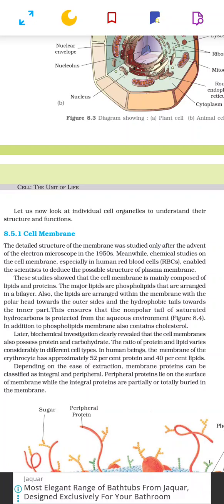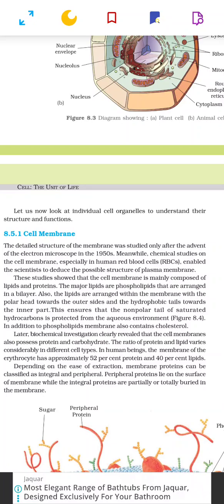Cell membrane. The detailed structure of the membrane was studied only after the advent of the electron microscope in the 1950s. Meanwhile, chemical studies on the cell membrane, especially in human RBCs, enabled scientists to deduce the possible structure of the plasma membrane. These studies showed that the plasma membrane is mainly composed of lipids and proteins. The major lipids are phospholipids that are arranged in a bilayer. Also, the lipids are arranged within the membrane with the polar head towards the outer side and the hydrophobic tail towards the inner part. This ensures that the non-polar tail of saturated hydrocarbon is protected from the aqueous environment.